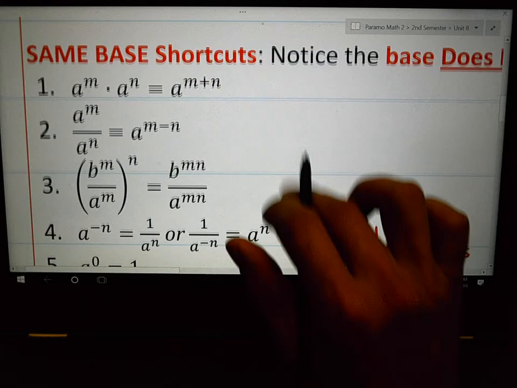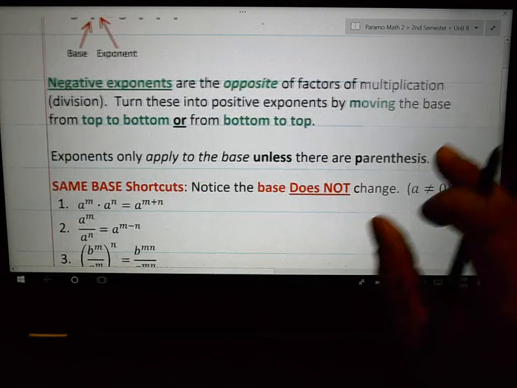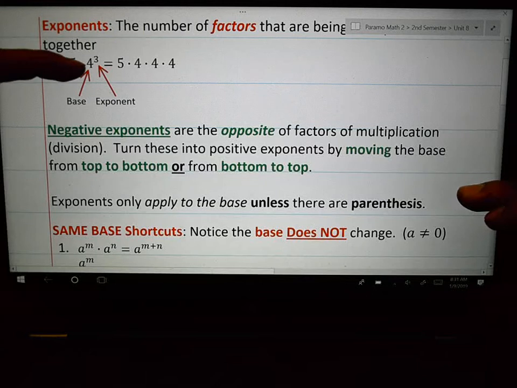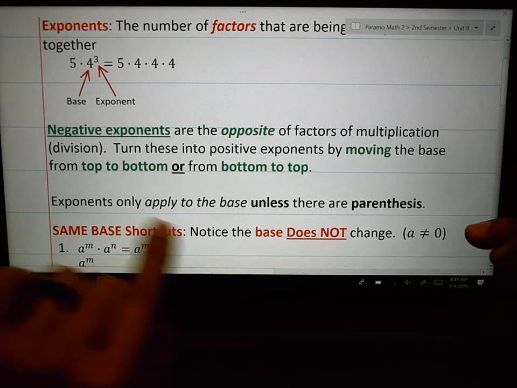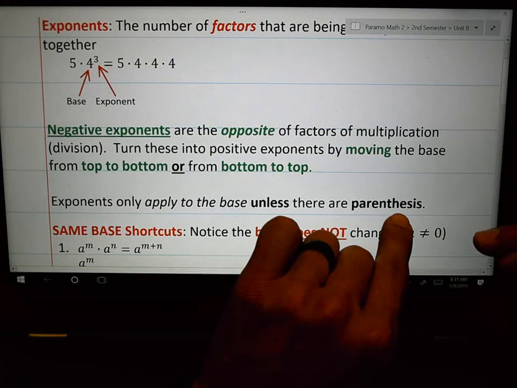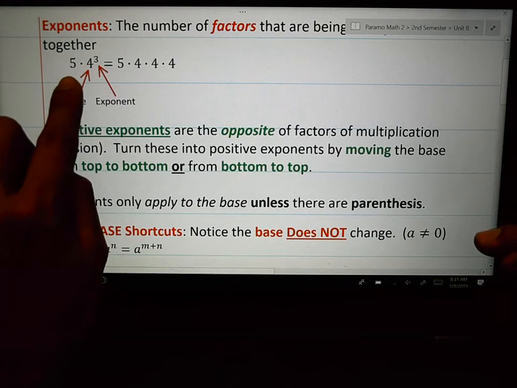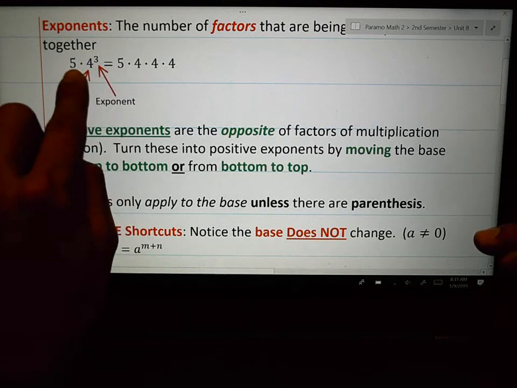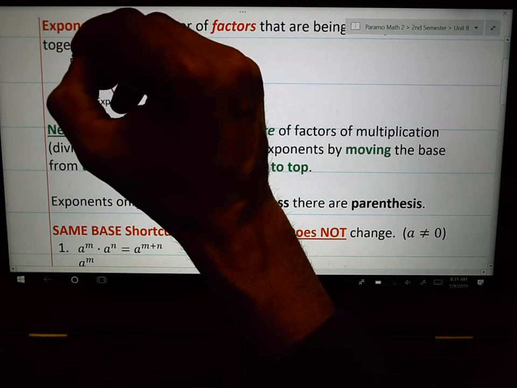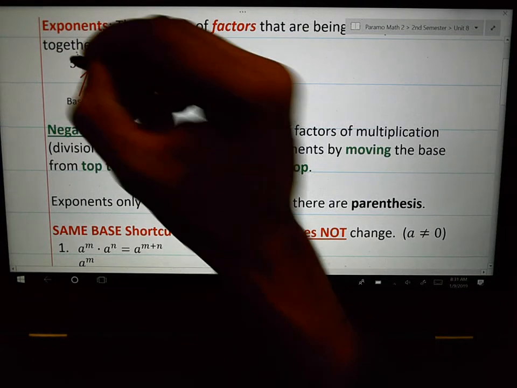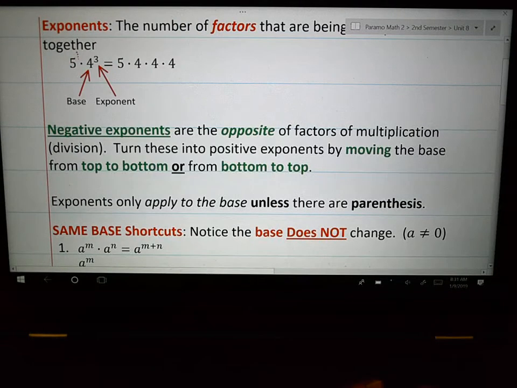Simple. Okay, so let me scoot that down. So we've talked about exponents. We've talked about what a base is and what the exponent is and how the exponent only applies to the base unless there are parentheses. Notice that the 5 does not, we don't have 3 groups of the 5. We only have one of them because there is one factor of the 5. As a matter of fact, if you don't see an exponent, it's an invisible one, just in case you didn't know.